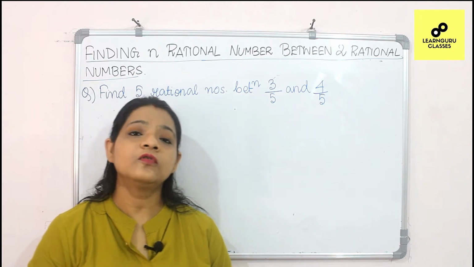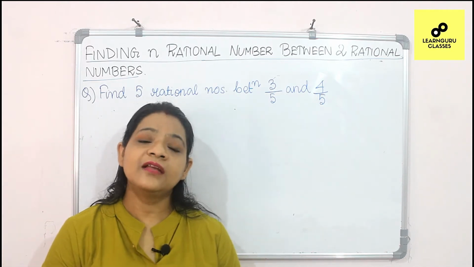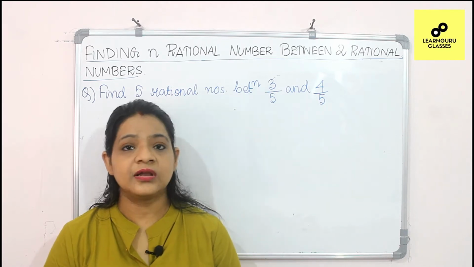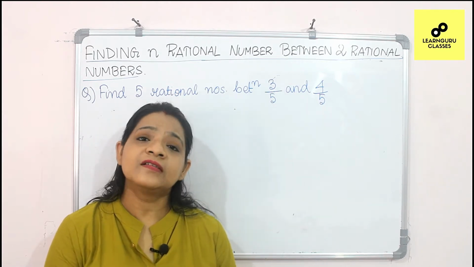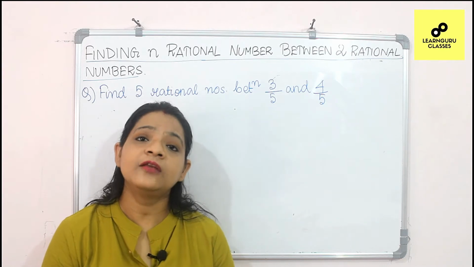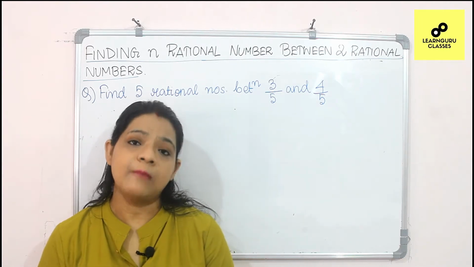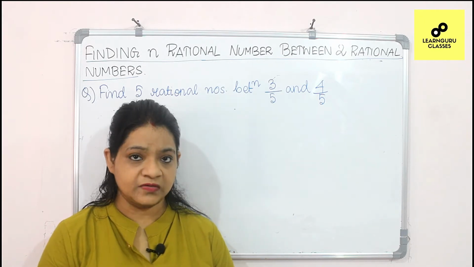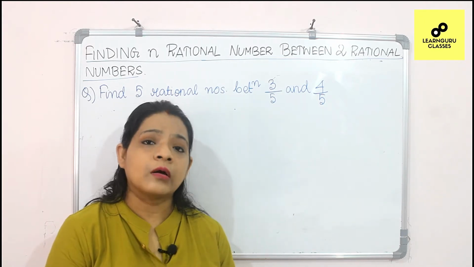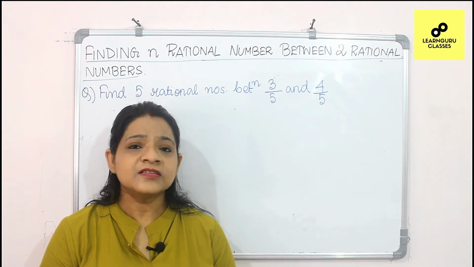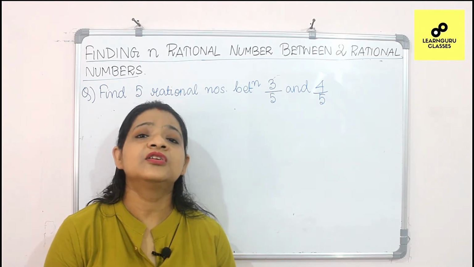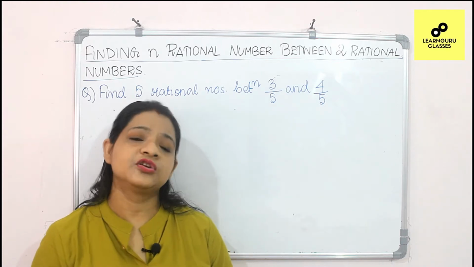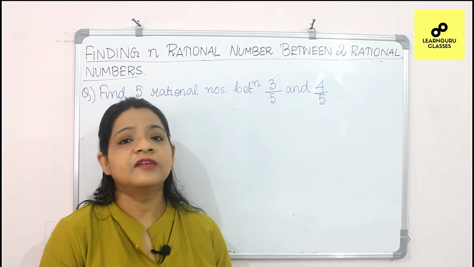Today we are going to solve some sums related to finding n rational numbers between two rational numbers. Last class I already explained the three methods that we use to find multiple rational numbers. Out of these, the first method has a limitation: you can find up to 3 rational numbers using the first method.